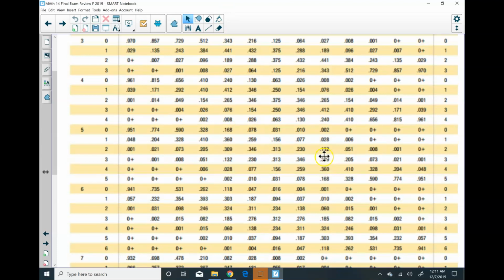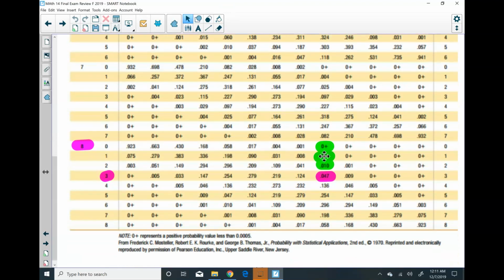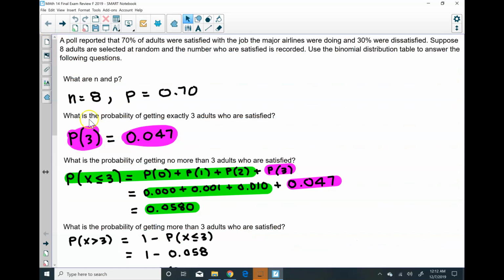So if we scroll down a little further, and you notice here that n is equal to 8, and then we're looking for exactly 3. Now, exactly 3 is going to be that percentage here. So therefore, if you look at that value, it says 0.047. So the answer for what is the probability of getting exactly 3 adults who are satisfied is 0.047.